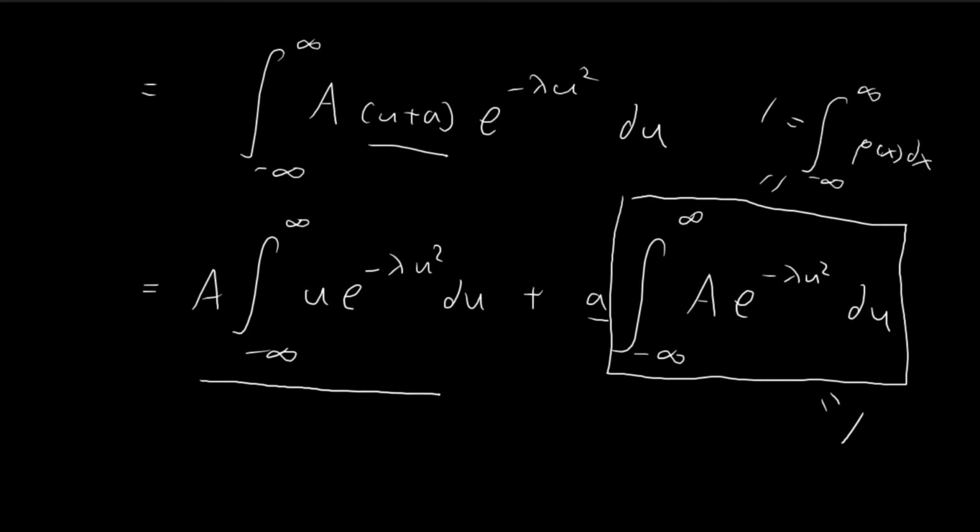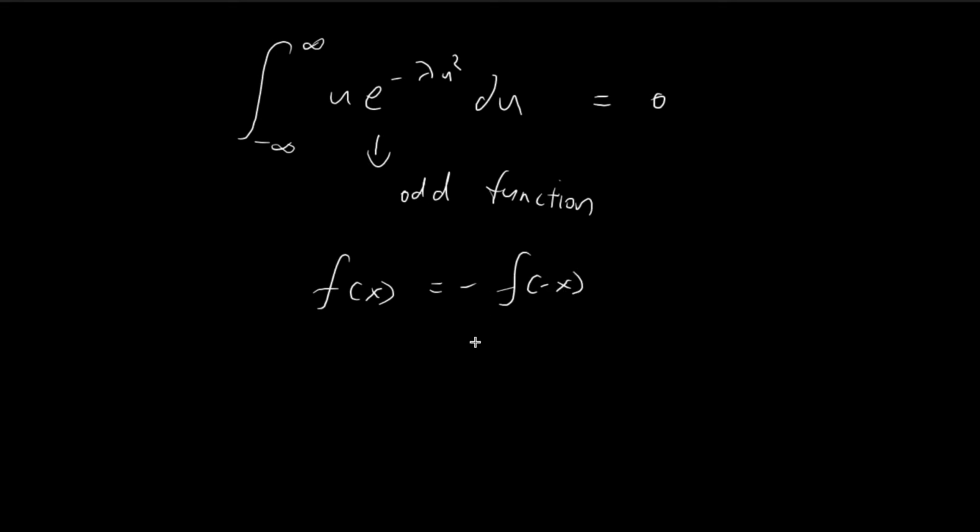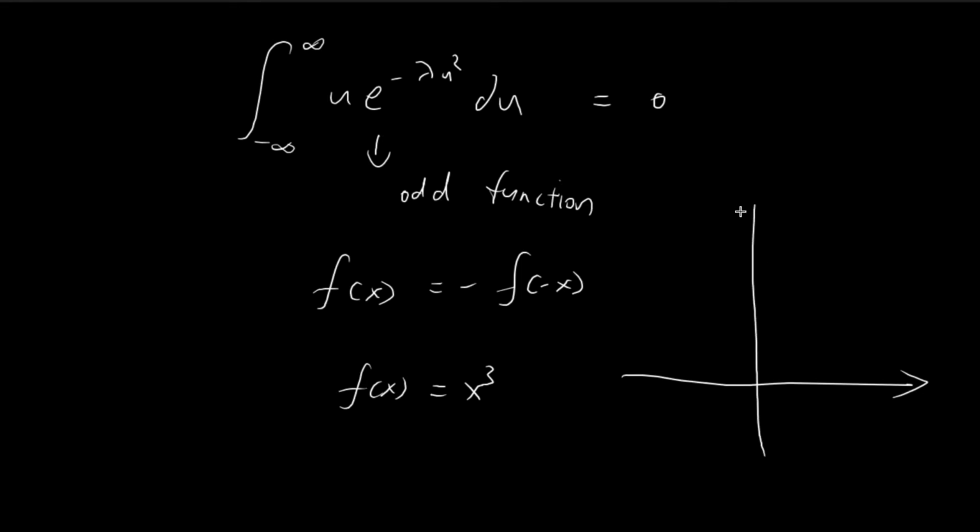So the challenge we face now is evaluating this integral. It turns out this integral is actually equal to 0, because this expression here is an odd function. An odd function is a function that satisfies this property: f of x is equal to negative f of negative x. An example I can give you off the top of my head is f of x equals x to the power of 3. If you graph this function, it will look something like this. You can see that the half in the negative x-axis is really just a 180-degree rotation of this section over here.